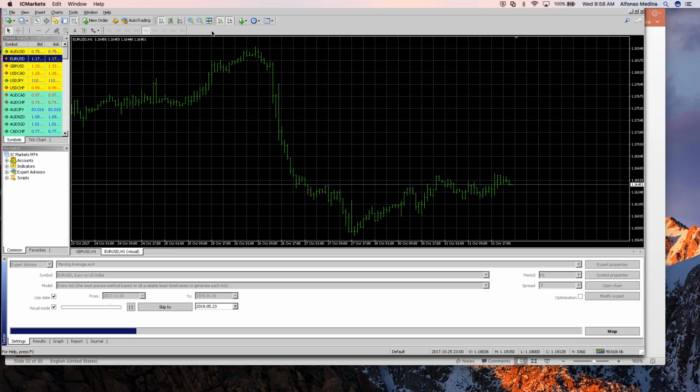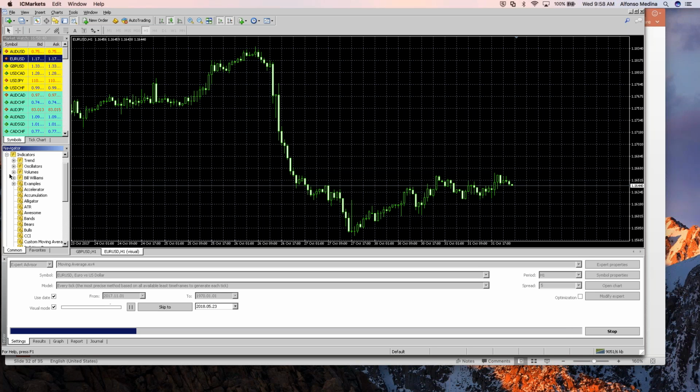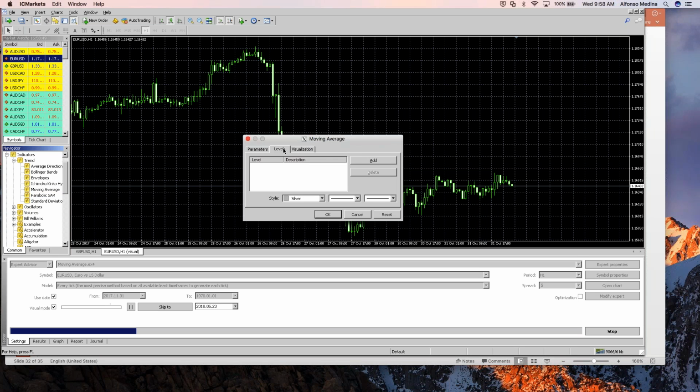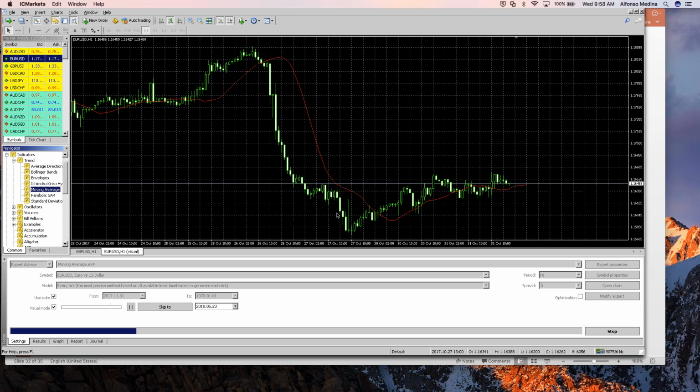Okay, so here we can see that it started to work already. It is currently drawing the candles, and here we can see that it's slowly doing that. Even if it stays on the moving average, like we saw, it's not going to bring that to the graph. So we would have to do it ourselves. Indicators, trend, moving average. Then we're going to have it red, period of 12, shift of 6. Here we have it.